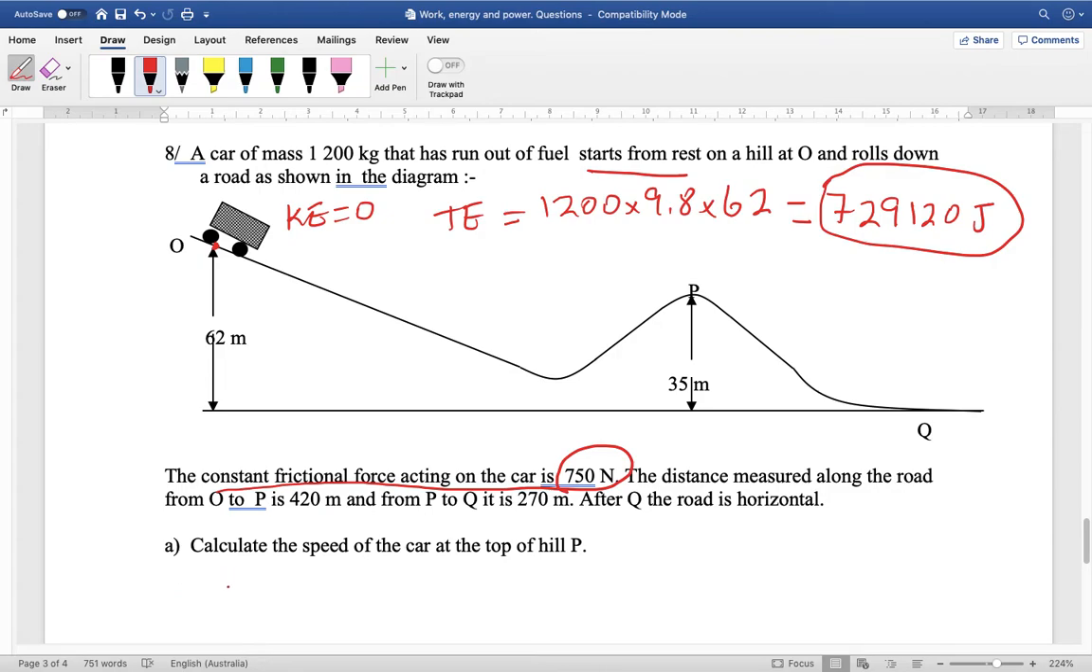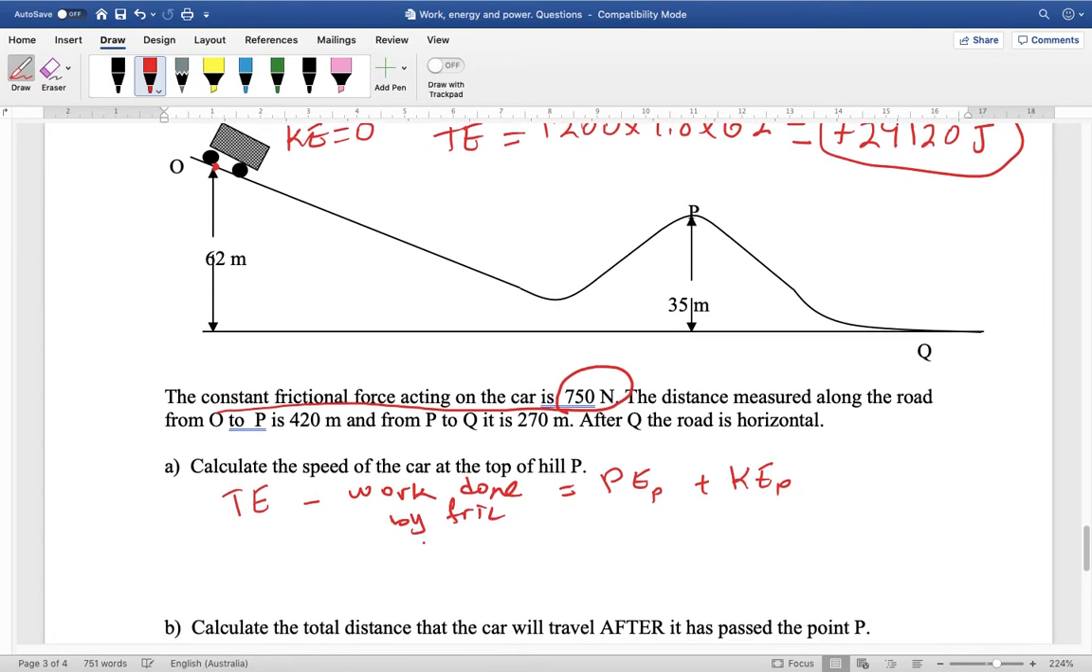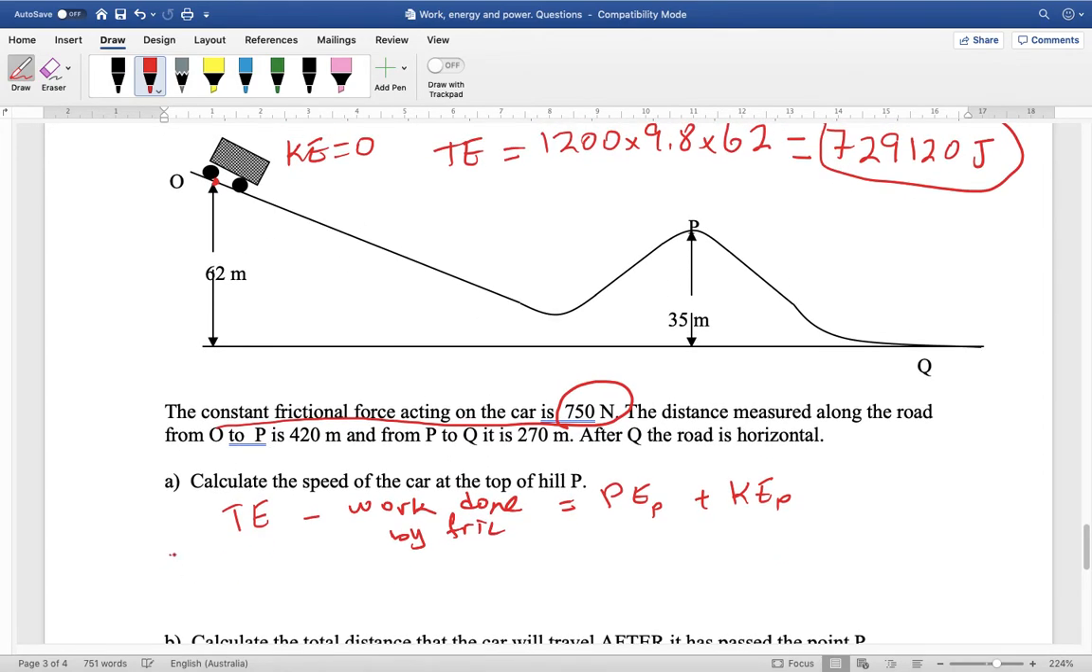What I'm going to do, if the question was similar to the one before with no energy lost, we would set this equal to mgh at P plus 1/2 mv squared at P, which we will do, but now we have friction. So what I have to do is total energy minus the work done by friction, because that's what friction does. It steals energy. That's going to be equal to the potential energy at P plus the kinetic energy at P. How am I going to write that? Now I know this number.